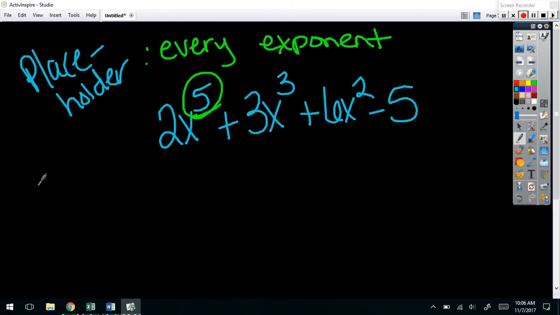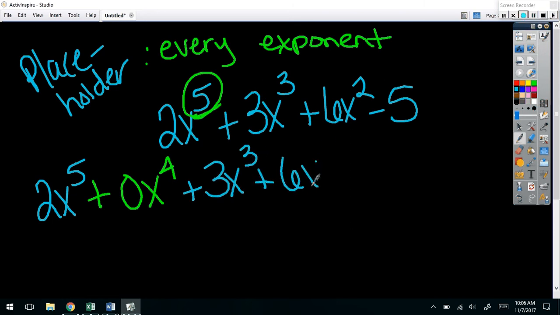The 4. Definitely a 4. So what I'm going to do is insert what we call a placeholder. I'm going to put 0x to the 4th because that's just 0. Now I've got a 3.